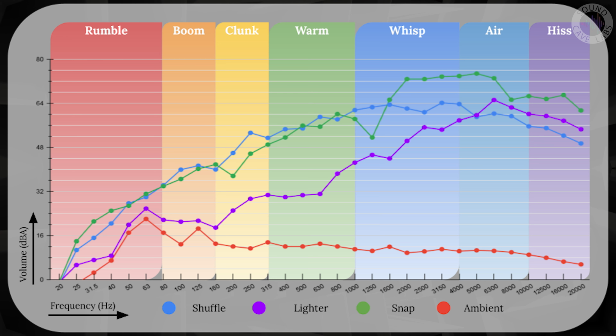Now we see a comparison of all 3 sounds we captured. We see the low-end rumble generated by the air being pushed out of the card shuffle, the plateau between 2 kHz and 8 kHz of a snap, the result of the texture of our skin, and the prominence of the higher frequencies in the lighter being struck due to the flint and steel.